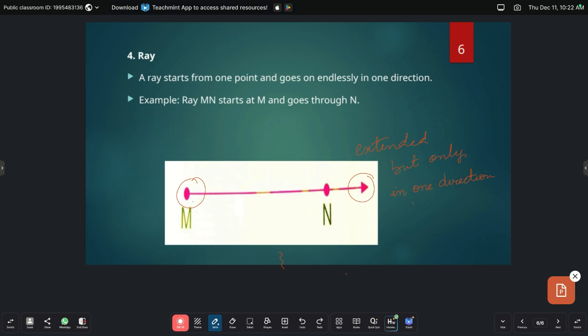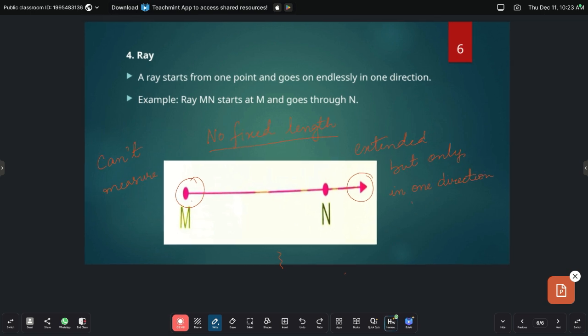So dear students, can you tell me, can we measure this ray? No, we cannot measure this ray. Why? Because it has no fixed length, no definite length. Because we can extend it in one direction, its length is not fixed. As its length is not fixed, we cannot measure it. We cannot measure a ray.